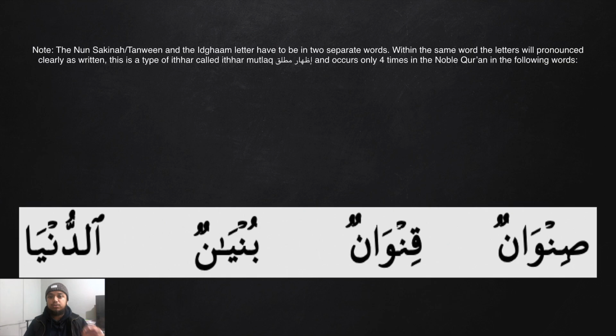Sinwanun, qinwanun, bunyanun, and ad-dunya. If you have a look, we've covered that noon sakina can come anywhere in a word, right? Whereas tanween only comes at the end. So in sinwan, right here we have a noon sakina, but it is followed by waw. So we do not do idgham. We do not say sinwan, because in order to do idgham it must be in 2 separate words as we've covered in the examples. So sinwan, qinwan, bunyan and ad-dunya, we do not do idgham.